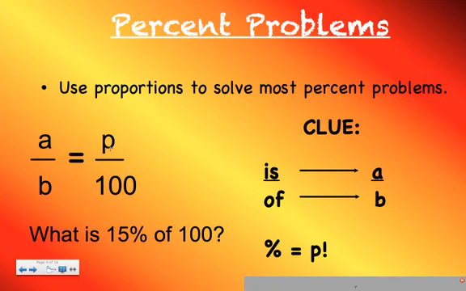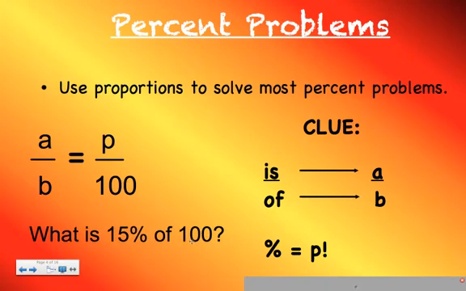The next piece they give us is it the is or the of? And your clue is, remember in prepositions, the object of the preposition always comes after the preposition. Well, of is our preposition. So what comes after of is going to be our base. Sometimes it'll be of what number? In this case, it's telling us of 100. So our base is the 100. That's our total, or our whole.